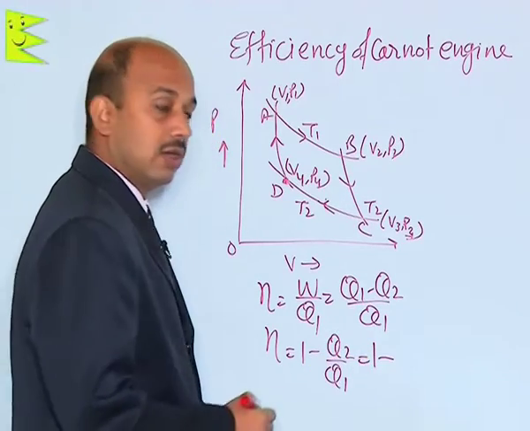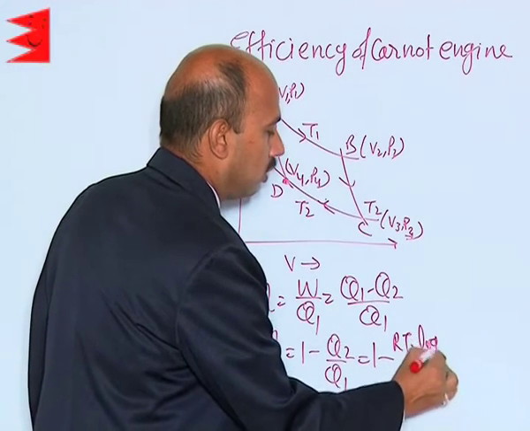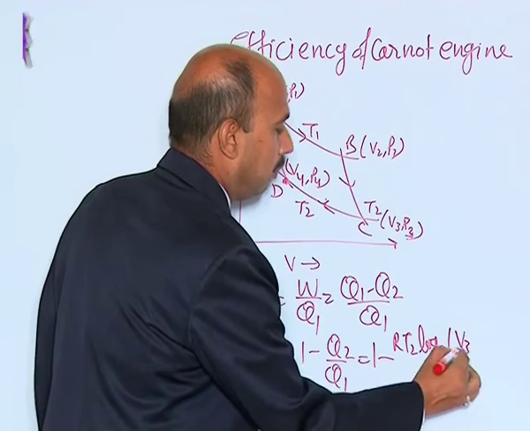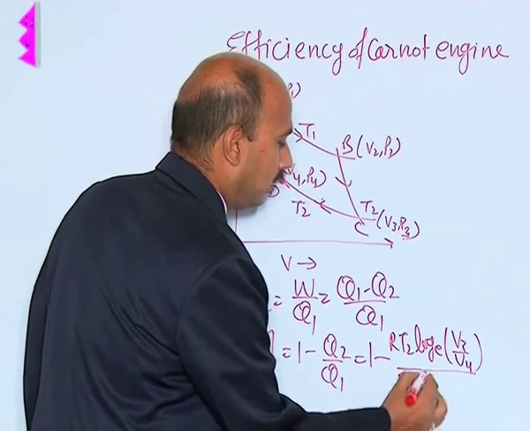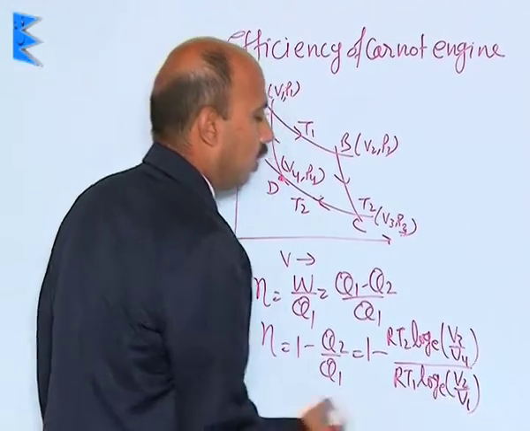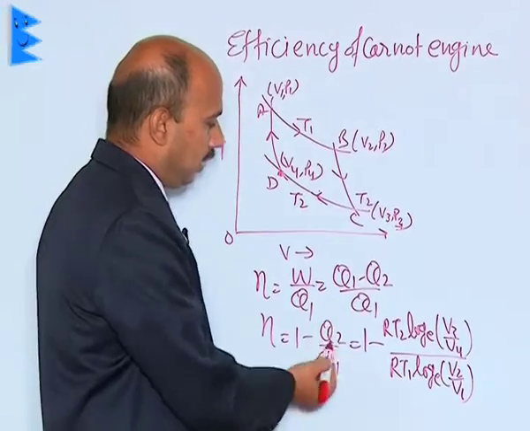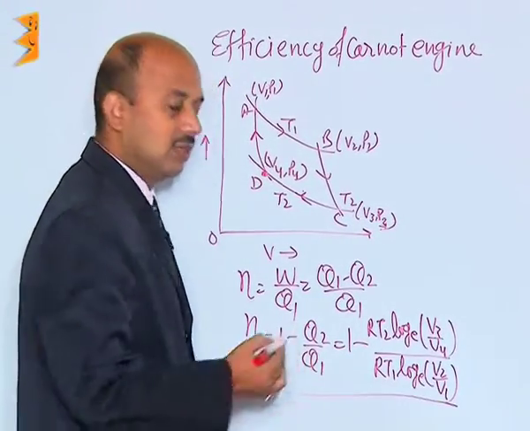1 minus Q2, which was given to us, that is RT2 log e V3 upon V4, divided by RT1 log e V2 upon V1. Already we have done this formula for the Q1 and Q2, so I have written from there. So, this is the formula for efficiency.